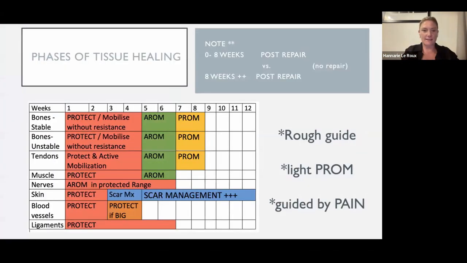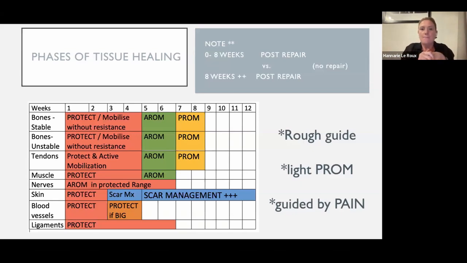So this is a little guide that I got from a therapist when I just started working, and I've adapted it a little bit, but you can't quote me on this. This is only a rough guide. I've put asterisks there. You cannot quote me on this, but this is what I kind of use. And I say, I protect my tendons up to 4 weeks in the back slab. Then I'll start doing actives out of the back slab, and then I'll introduce light passives, and I'll say now why.